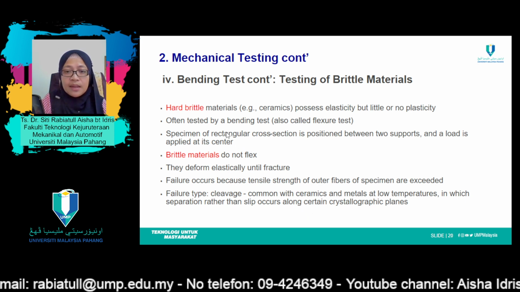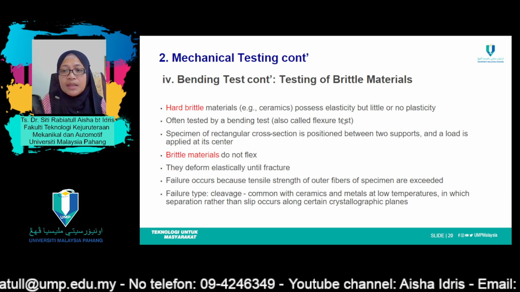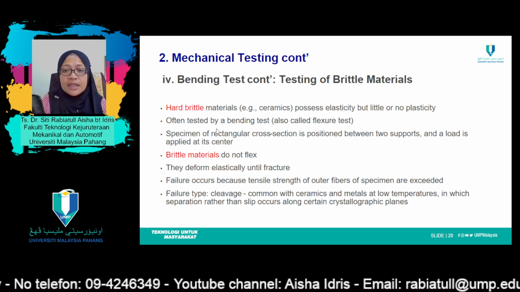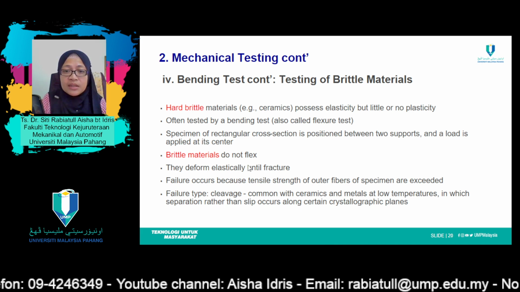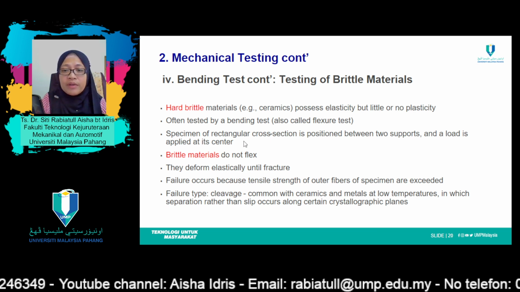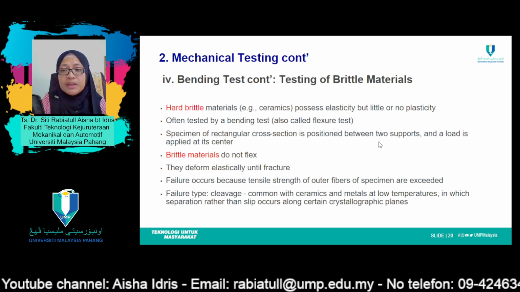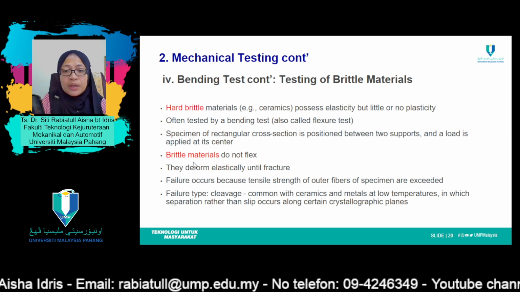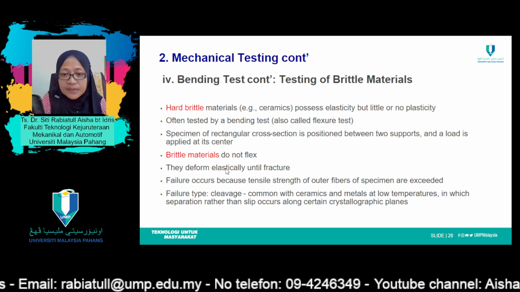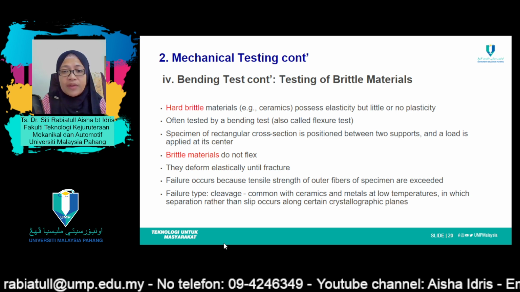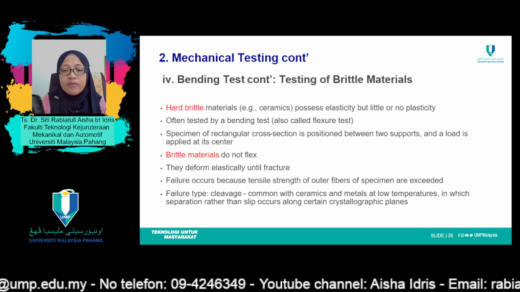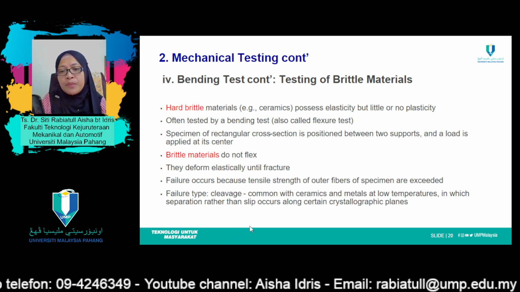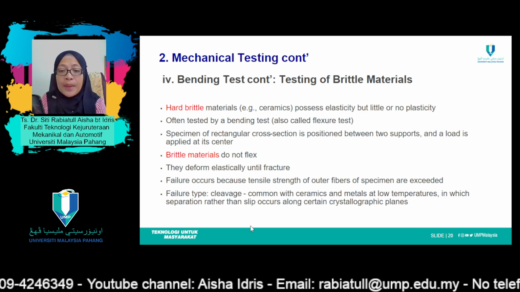In a bending test, the hard material possesses elasticity but little or normally no plasticity. It is often tested by a bending test, also called a flexure test. A specimen of rectangular cross section, as just now, is positioned between two supports and a load is applied at its center. Whereas brittle materials do not flex. They deform elastically until fracture. So there is no elongation for brittle materials. For failure type, you may find cleavage at the surface texture of the specimen itself.